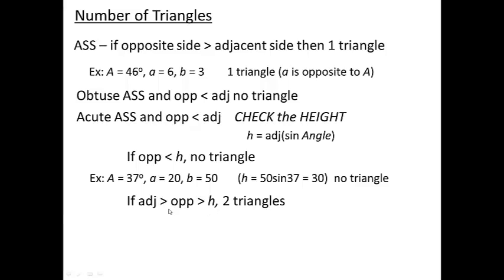The other case is if the opposite is longer than the height. Okay, and we already know that it is shorter than the adjacent, because we didn't do this one over here. So like this, if we find the height is 30 and the opposite is 40, so you have the adjacent is 50, opposite is 40, and the height is 30, then there are two triangles.